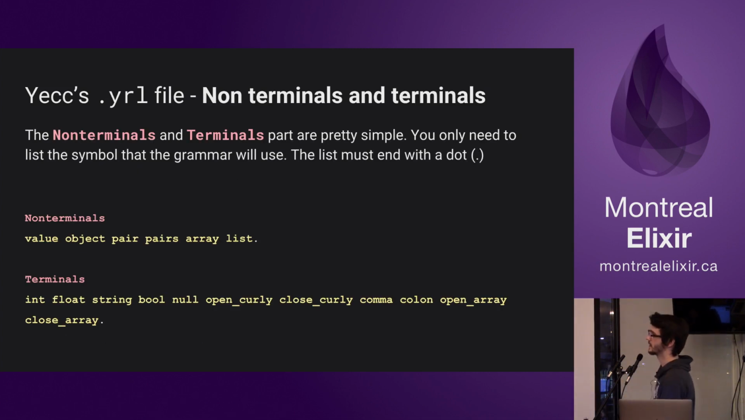So this is the beginning of the document. We have non-terminals, so we have value, object, pair, pairs, array, and list, as we saw earlier. And we must end with a dot, because Erlang loves ending with a dot. And we have terminals, which is the same principle, so int, float, string, bool, null, and there it goes. We also have open curly, close curly, comma, colon, even those that we will not really use in the final parsing.